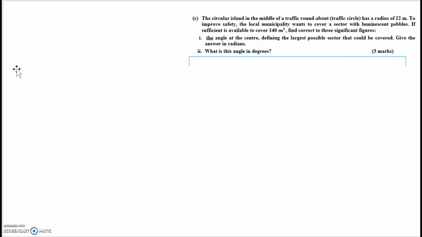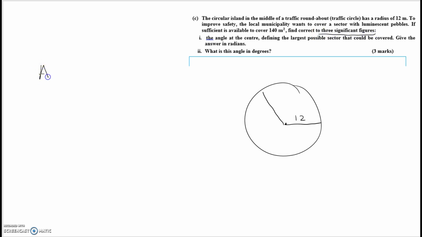The last question, again, it's not taught to you directly, but you've got an island that is circular, and the radius of that is 12. And it says, well, we can cover some of it, but not all of it. And we just have to find out how much of it we can cover, and check. Look, it says 3 significant figures.